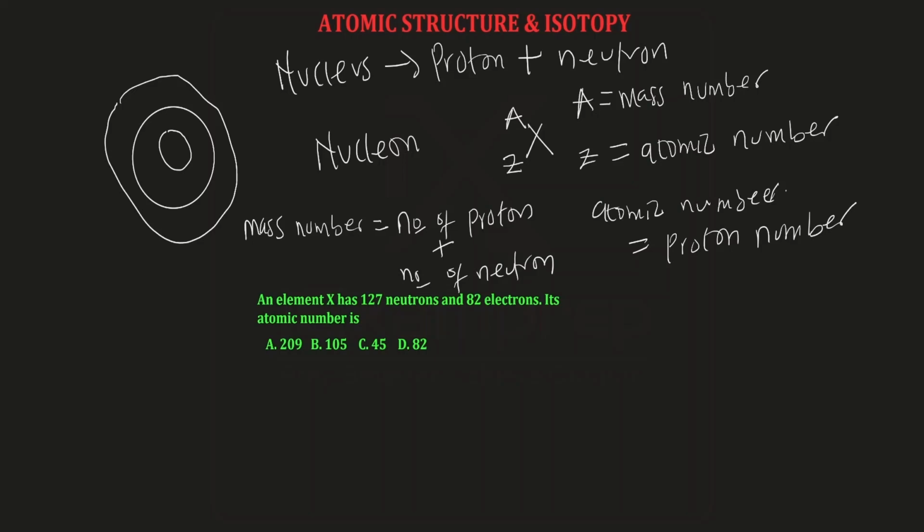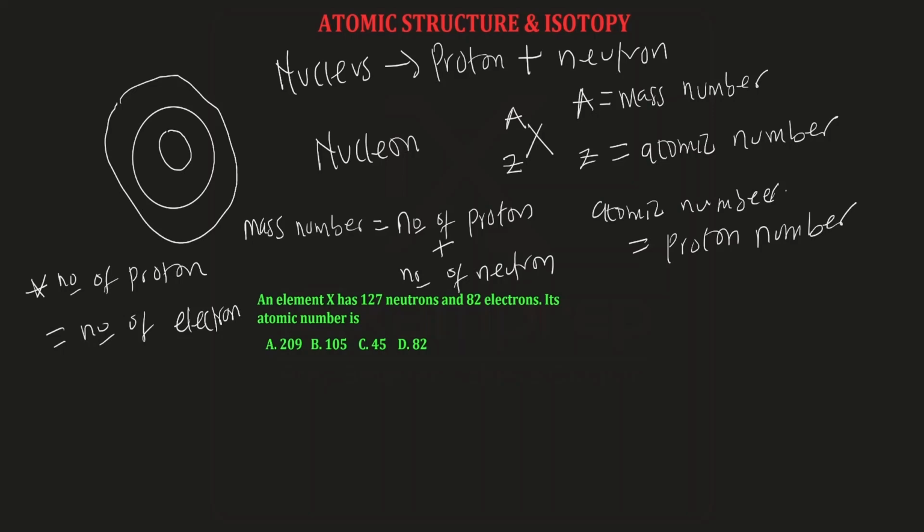Then again, you have to know that for every neutral atom, the number of protons must equal the number of electrons. So if an atom is neutral, that is, it's not carrying any charge, the number of protons and number of electrons must be the same, because proton is positively charged and electron is negatively charged. So when you have an equal number of positive and negative charges, then the atom is said to be neutral. All right, so those are the basic things that you must know about the structure of an atom.